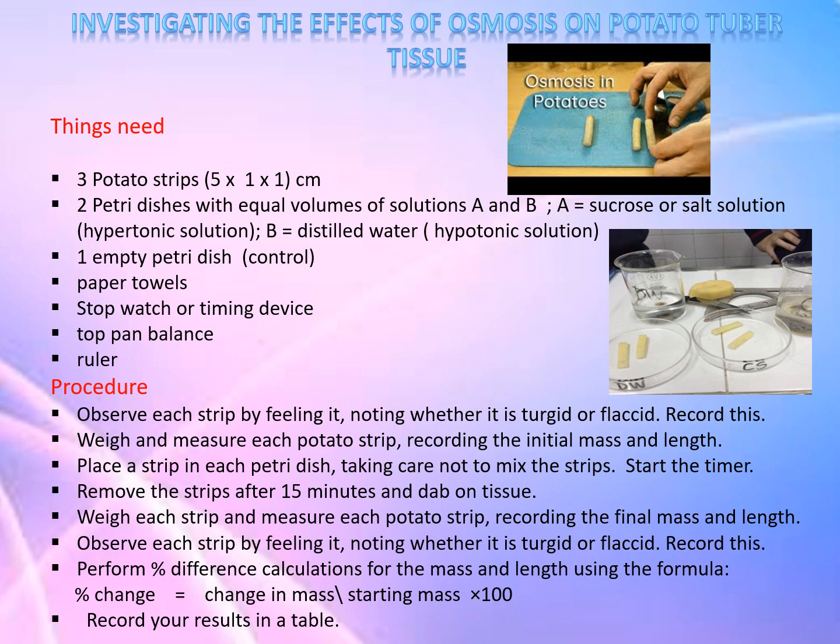You can wipe them. Weigh each stripe and measure each potato stripe, recording the final mass and length. Observe each stripe by feeling it, noting whether it is turgid or flaccid. That one also you have to record. Then you can perform calculations for the mass and length using the formula: percentage change in mass equals change in mass divided by starting mass, multiplied by 100. Record your results in a table.